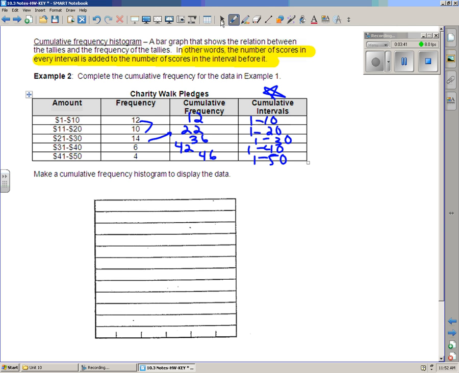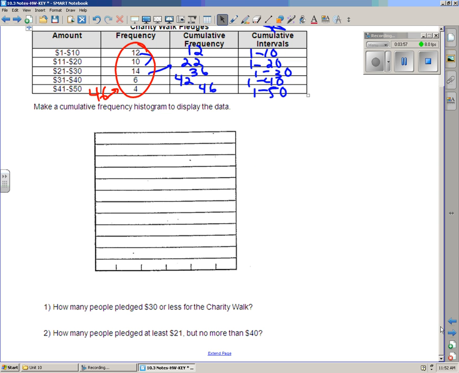If you add up all of these together, this does come out to be 46 people, so it only makes sense that your last interval has a total of 46. So all that's different for this cumulative histogram is that it's just going to now have different intervals and different frequencies. But you're still going to title and label everything.